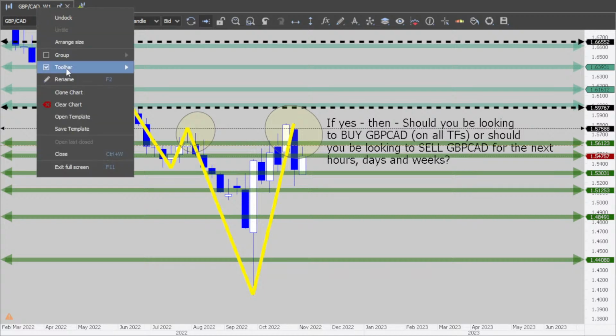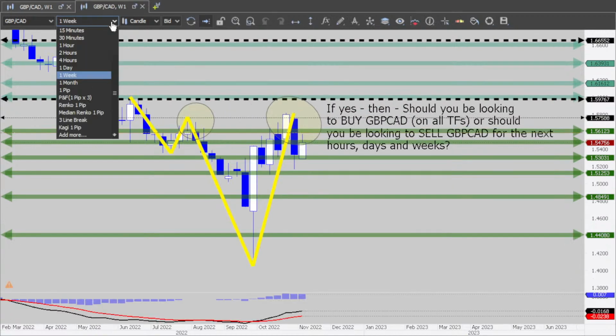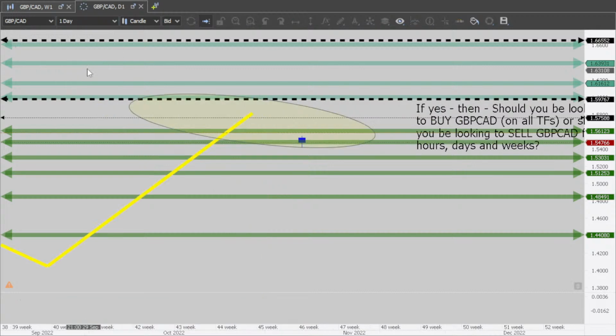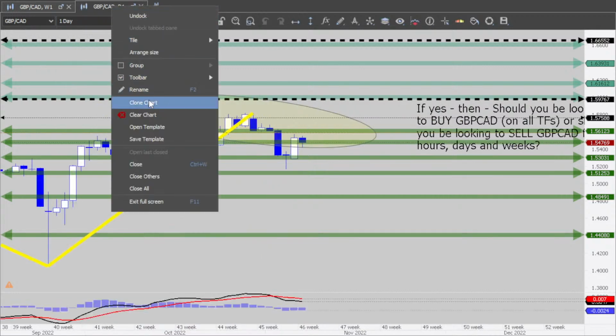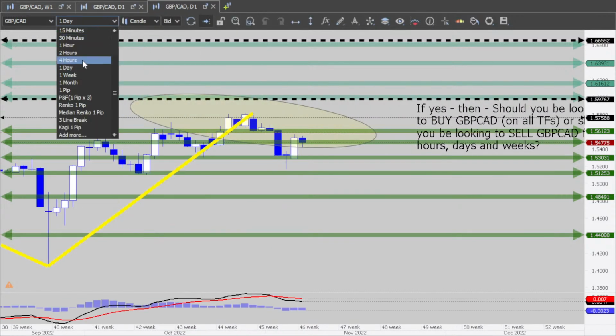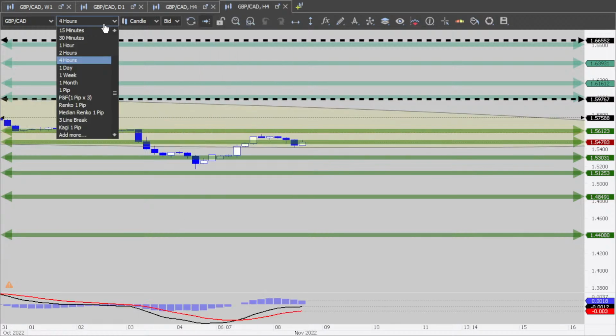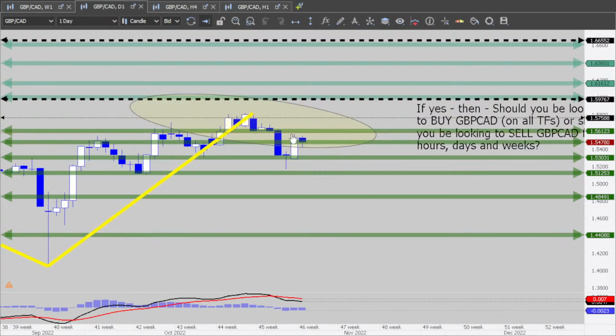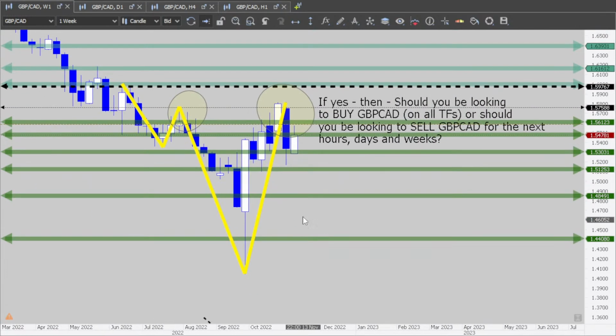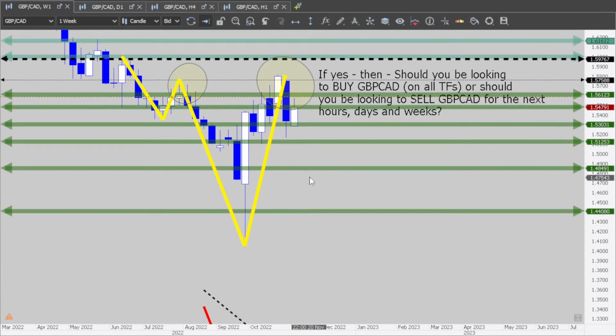Now, if we clone the chart and we go on the daily, and we clone the chart and we go on the 4-hour chart, and we clone the chart and we go on the 1-hour chart. So this is the weekly crown, right? We should be looking to go up, meaning we should buy. Stop loss.